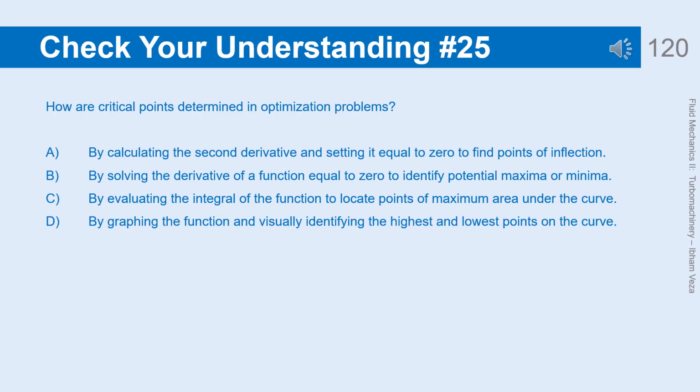Correct answer: B. By solving the derivative of a function equal to 0 to identify potential maxima or minima. Explanation of incorrect options. Option A. The second derivative test is used to determine the nature of critical points, maxima, minima, or points of inflection, but not to find the critical points themselves. Option C.